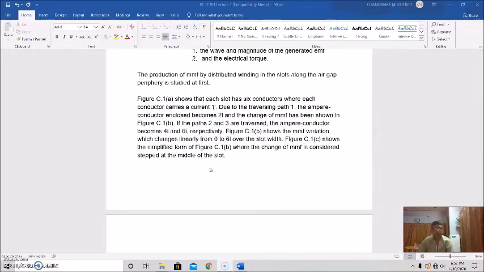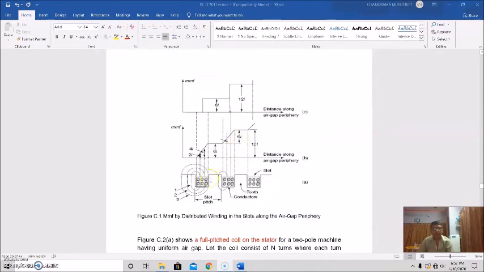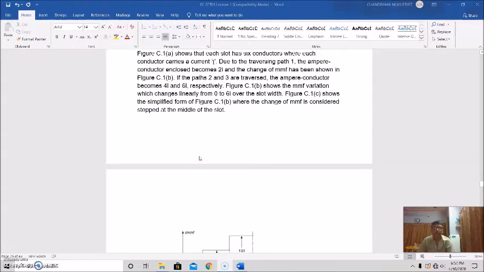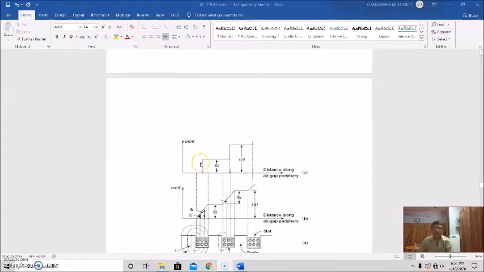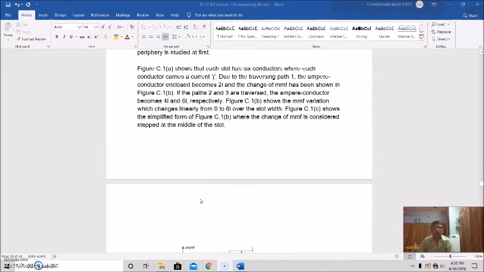So due to traversing path 1, the ampere conductor enclosed becomes 2I, of course. See, this is ampere conductor enclosed 2I, and the change of MMF is also shown here. This is MMF. This is 2I.